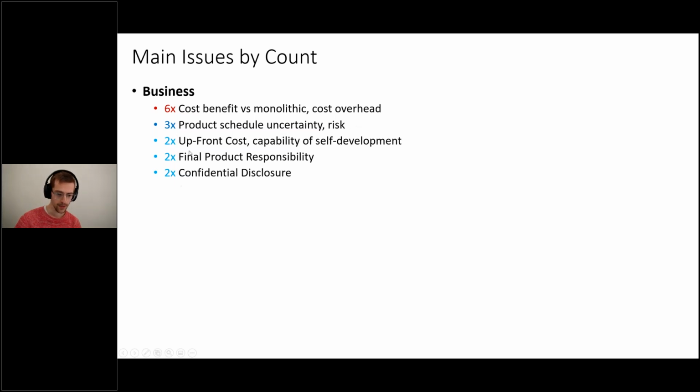And then 2 counts each were for the upfront cost required, and also the capability of being able to develop your own chiplets, the responsibility of the final product, who would have that, especially when you think about building chiplet systems with chiplets from multiple companies, and then the issue of confidential disclosure, again, if you're thinking about collaborating with others or even having this open marketplace. Are there questions or comments about that first block of issues?